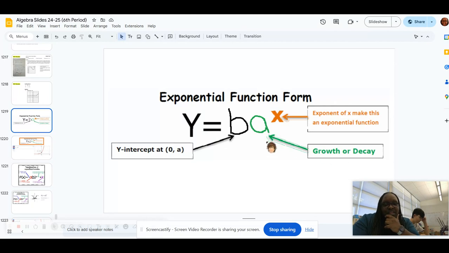So for example, if this number right here, the A, is a number greater than 1, that means your graph is going to grow. And I'll show you an example of that in a second. If this number is less than 1, then that means your graph is going to decrease, decay, get smaller.